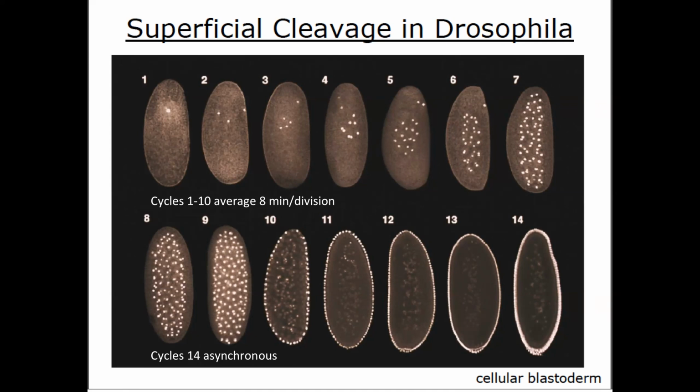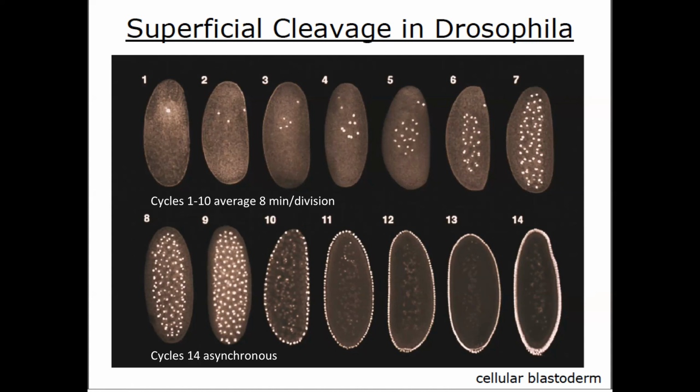And later on, it gets asynchronous from cycle 14 onwards, when more different kinds of events start off. The divisions are no longer synchronized. So they're fast and very synchronized, and that leads to a syncytium, generating a cell, which is syncytium. And later on, going into an asynchronous cycle, which will then lead to the following events, which I'll come to in a minute.